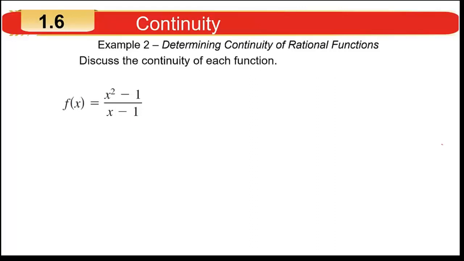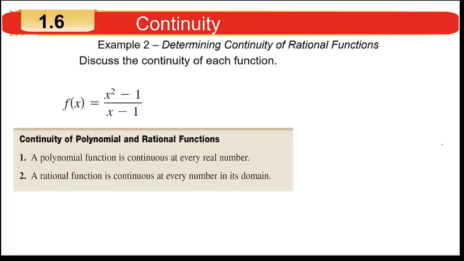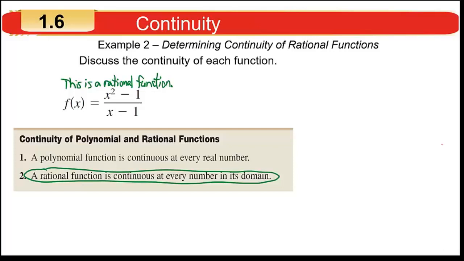How about this one? f of x equals x squared minus 1 over x minus 1. Again, the same conditions apply. This is a rational function, so you know that the rational function will be continuous at every number in its domain. But what is the domain? Before, you couldn't divide by 0 because if you put a 0 in for x, you got division by 0. Here, 1 is the problem. You can't divide by 0. Plugging 1 in for x is what causes you to divide by 0. So this time, you're leaving 1 out of the domain.